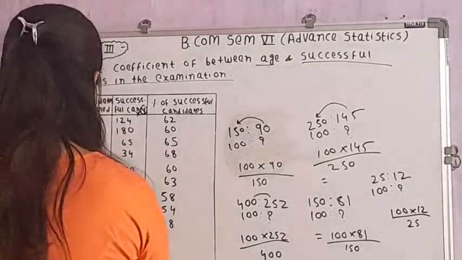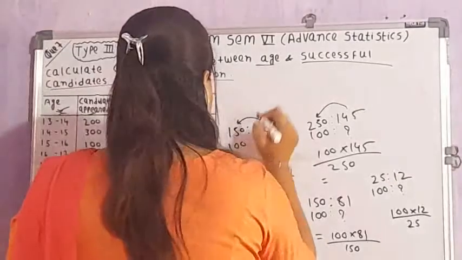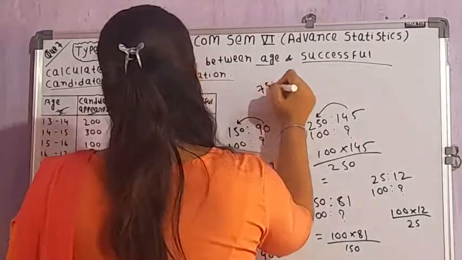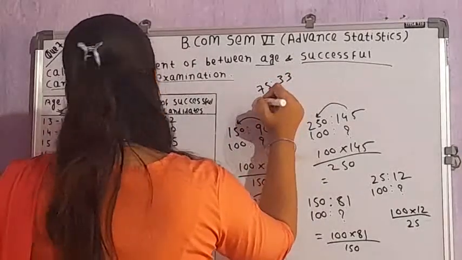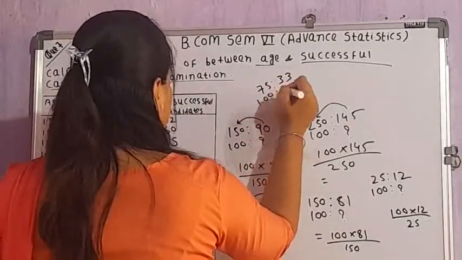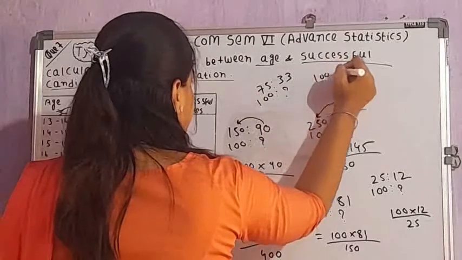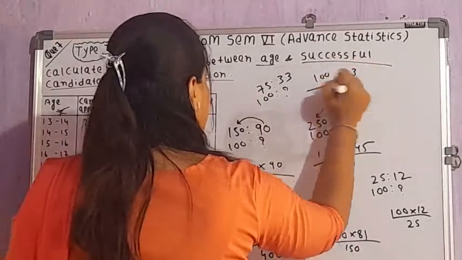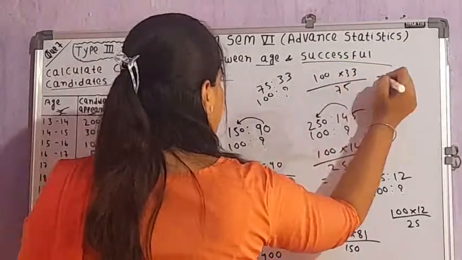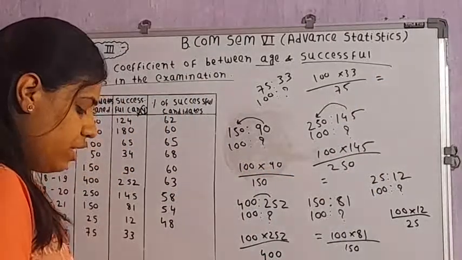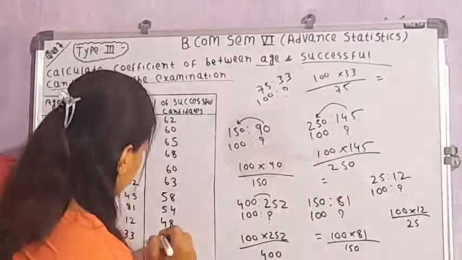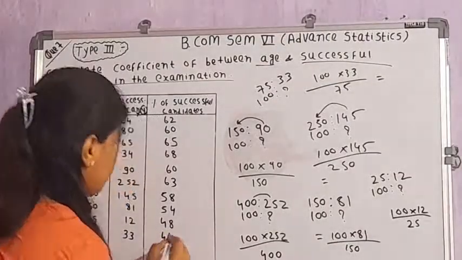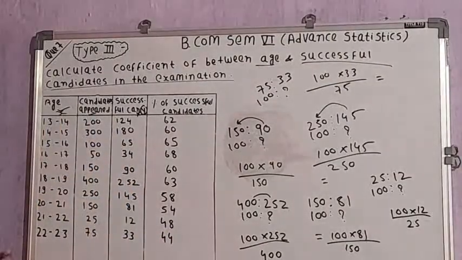The next thing is 75 students have appeared. Out of them 33 candidates have passed. So how many students will pass out of 100? So again 100 into 33 divided by 75. It will be equal to 44. So here 44%.